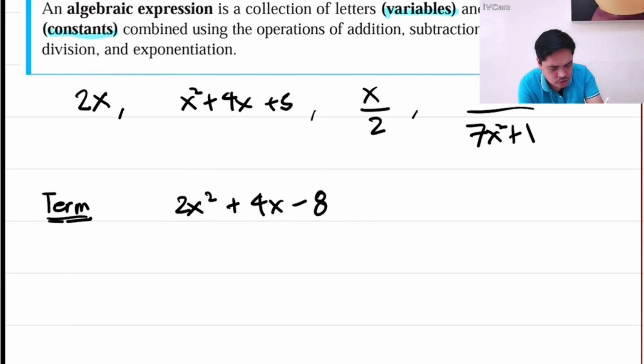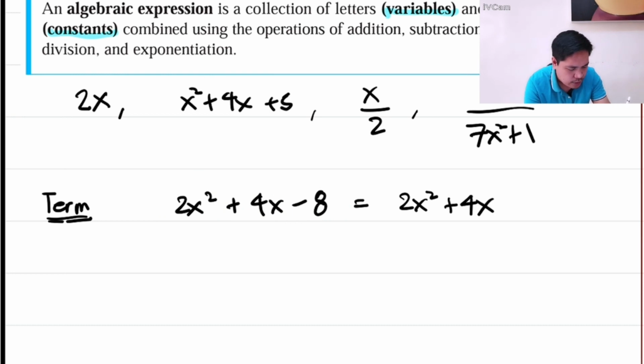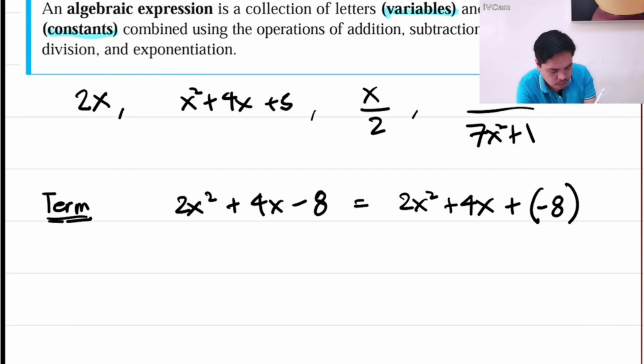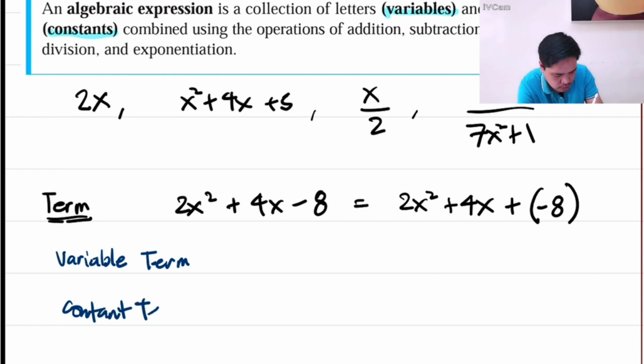Or this could also be, this is actually equal to 2x squared plus 4x plus negative 8. Pwede din ganun. Okay? Now, meron tayong tinatawag na variable term, and meron tayong tinatawag na constant. Variable term na lang. And we have also a constant term.